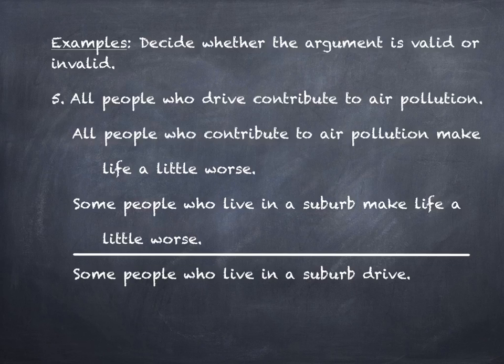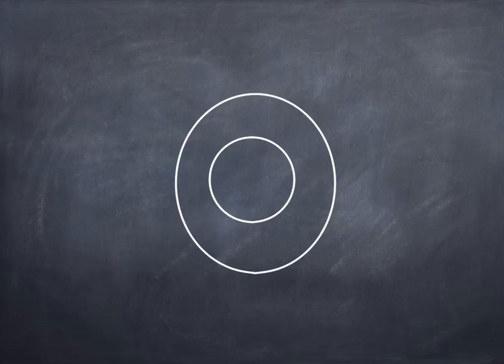Okay, so we're starting with the first line, just like in the other ones. All people who drive contribute to air pollution. What will that look like? Circle inside a circle. We'll get there in a minute. All right, so I think the first statement is talking about people who drive. So where are the drivers? The drivers are in the middle, because that came first in our argument. So here are our drivers. Okay, people who drive. You could say people who drive, that'd be fine.